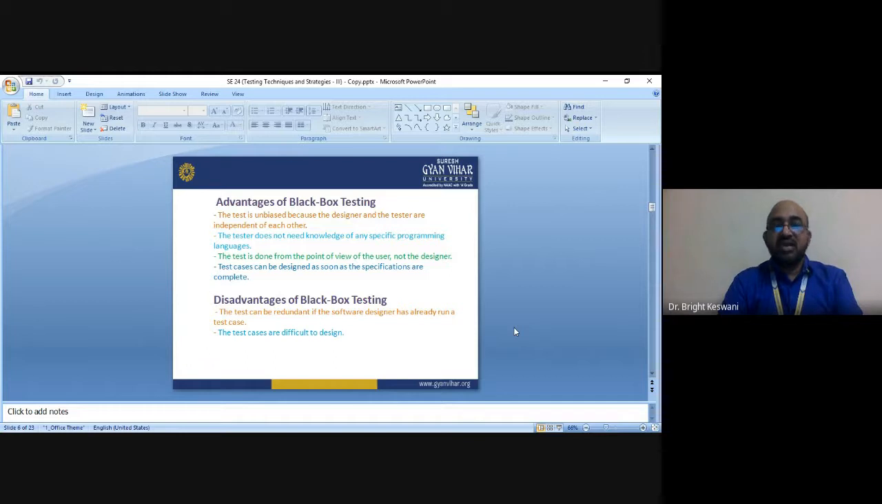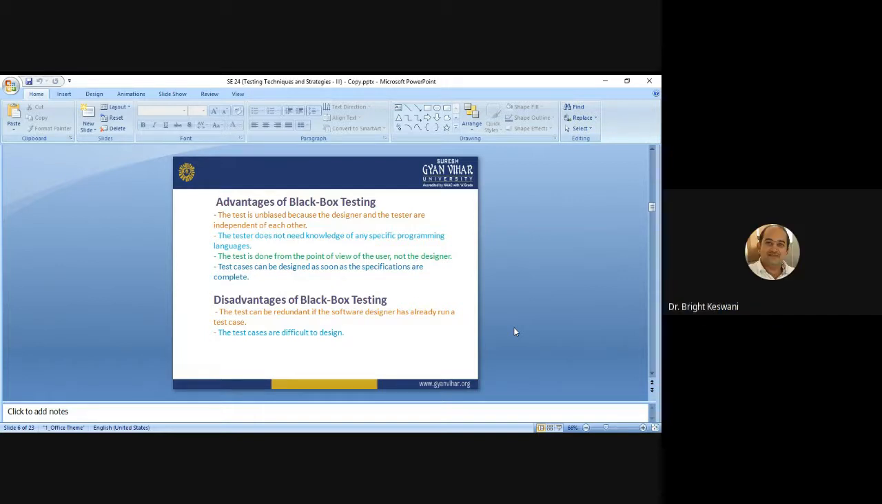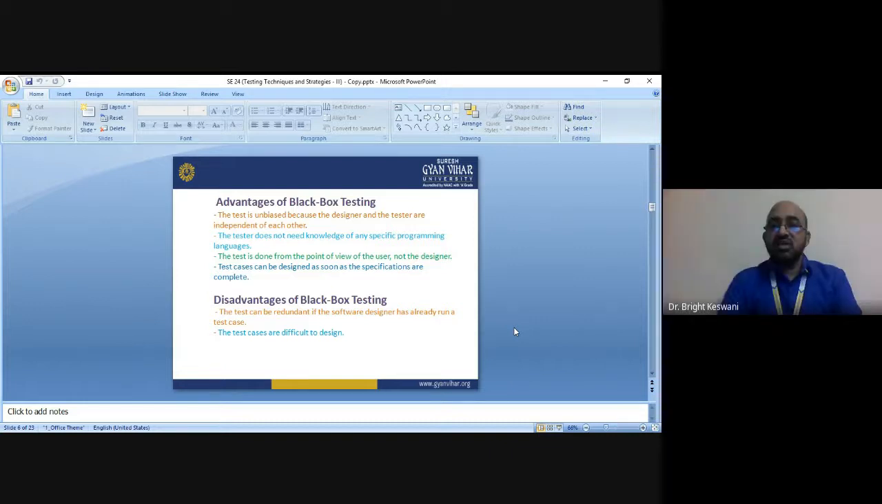Secondly, the tester does not need knowledge of any specific programming language, because in this type of testing we are not concerned with the internal functionality of the software. So there is no need of knowledge of any specific language for the tester.